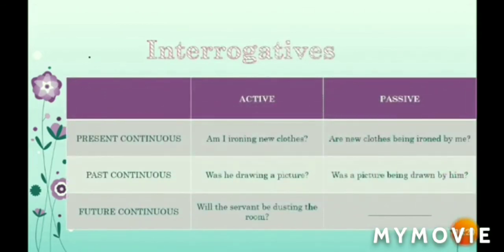Present continuous tense. Am I ironing new clothes? Active voice. And are new clothes being ironed by me? Passive voice. Past continuous tense. Active voice. Was he drawing a picture? Passive voice. Was a picture being drawn by him?